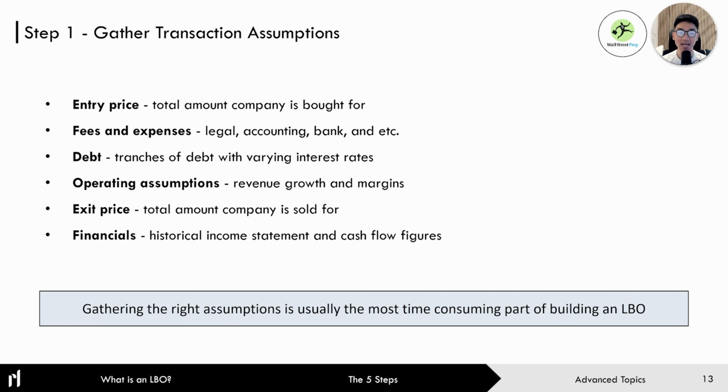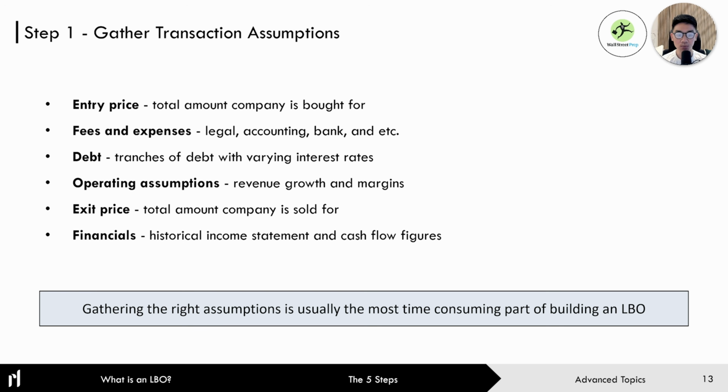Then there are fees and expenses, which are things like legal, accounting, and bank fees for the various third parties that PE firms have to hire and work with. Then you want your debt, which are your different tranches of debt, basically the types of debt you have with the various interest rates. And then operating assumptions, which are things like revenue growth, margins, cash flow items, etc.